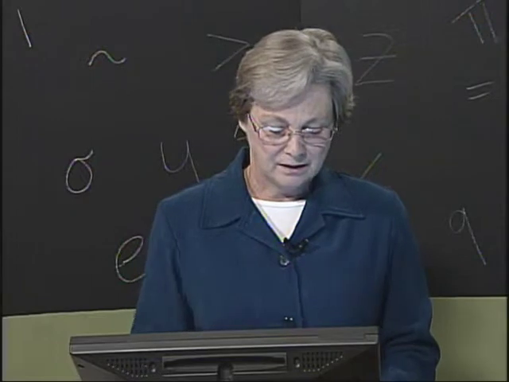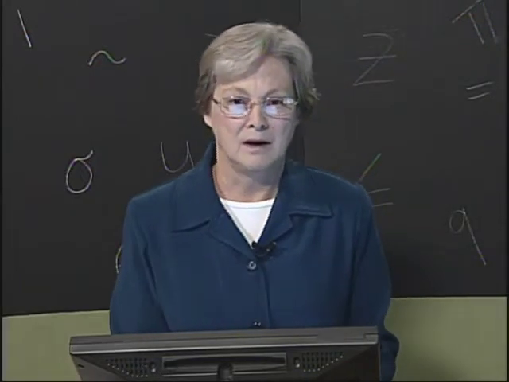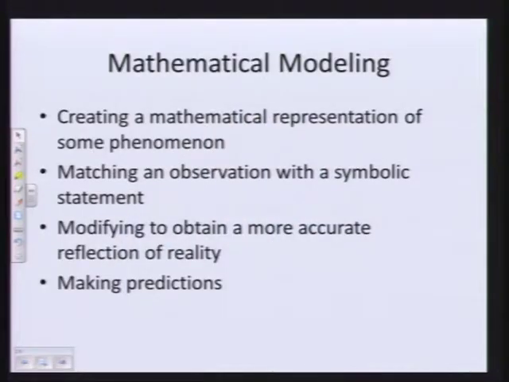When we talk about mathematical modeling, we're talking about creating a mathematical representation of some phenomenon, and we're going to take these observations and come up with a symbolic mathematical statement that describes it. And then if we need to, we can make modifications in that equation in order to get a more accurate reflection of what's really going on. And we can use our model to make predictions.